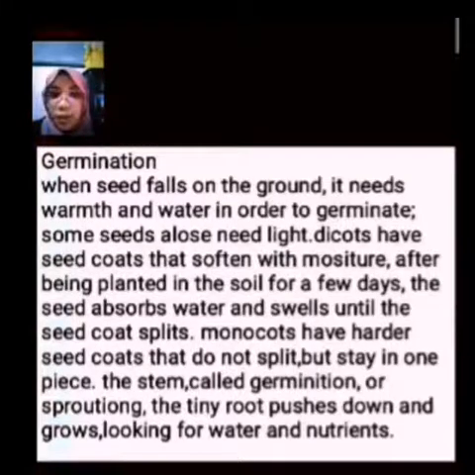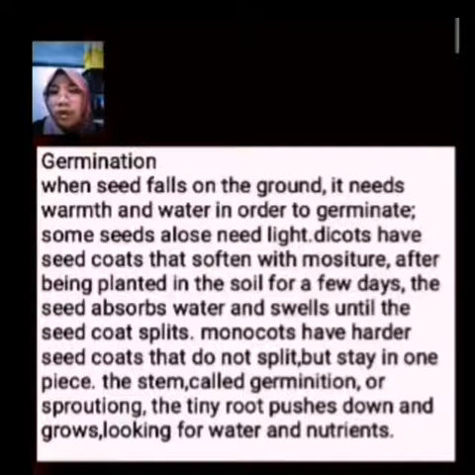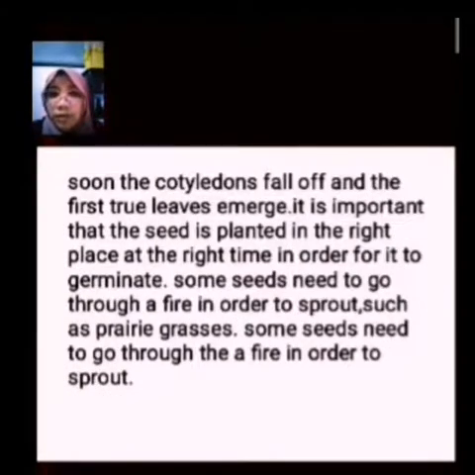The process called germination, or sprouting, begins as the tiny roots push down and grow, looking for water and nutrients. Soon the cotyledons fall off and the first true leaves emerge. It is important that the seed is planted in the right place at the right time in order for it to germinate. Some seeds need to go through a fire in order to sprout, such as prairie grasses.